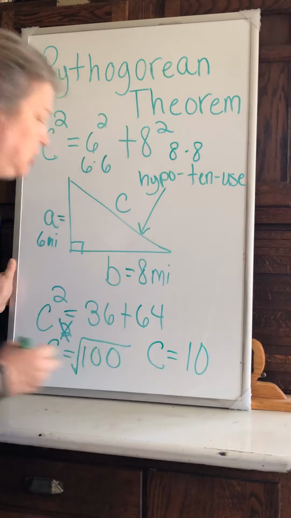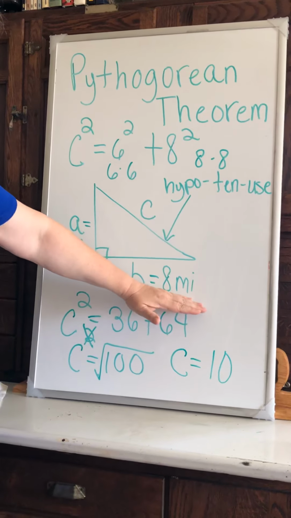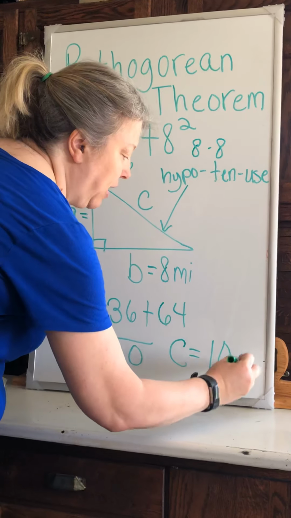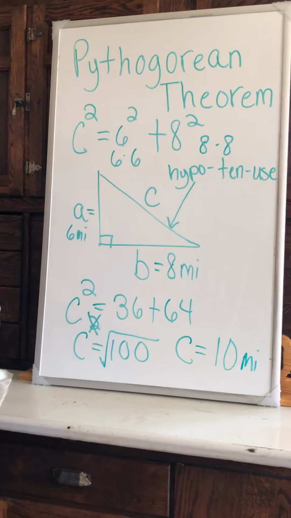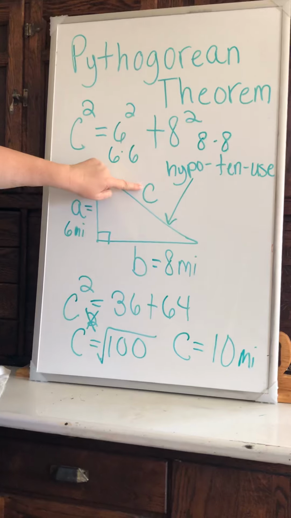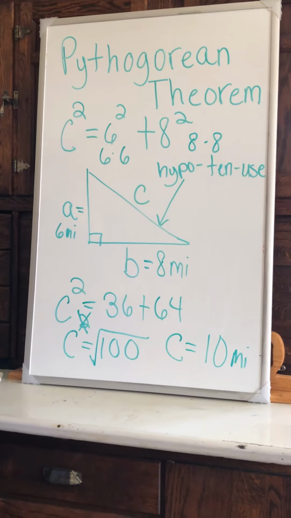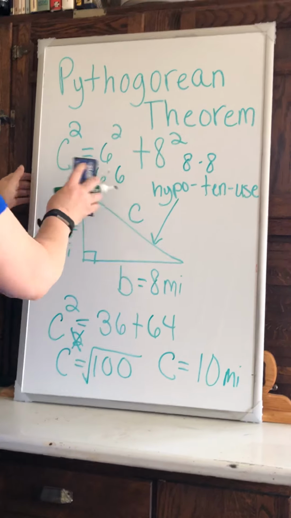And we have to make sure we look at our units. It's miles. We have to make sure we put that on there as well. So your answer is 10 miles. And if you notice, this 10, since it's C, it's bigger than 8 and it's bigger than 6. Okay, we're going to try another one.